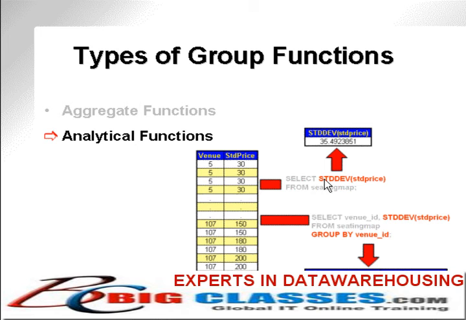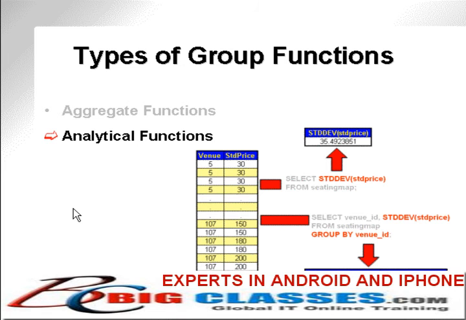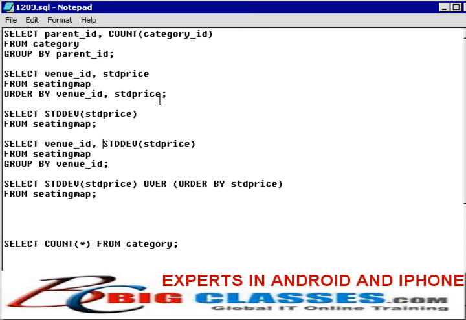What I've actually got here is 2 different standard deviation functions. One on the whole of the seating map table, and one on each part of the seating map table where the seating map table is broken up into 3 different groups. The venue. Let's go and take a look at these 2 examples in SQL+.